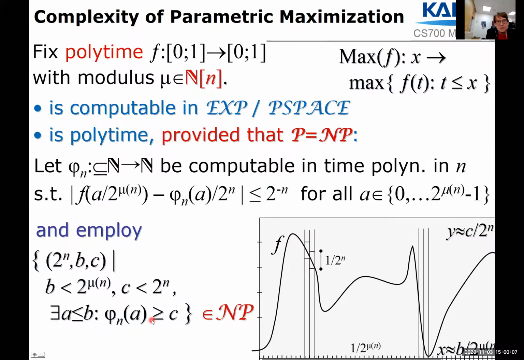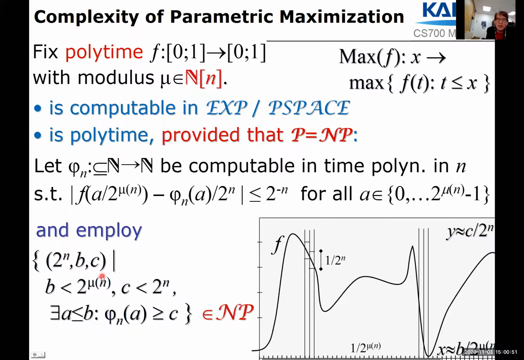And therefore, the verifier part of this NP problem is indeed polynomial time decidable, so this is an NP problem. Okay. Now, why is this NP problem helpful for our continuous maximization problem? The reason is, our goal is to approximate the original function on the interval up to b divided by 2 to the mu of n, right? And this is exactly our b here. This is what our algorithm inputs into this decision problem.